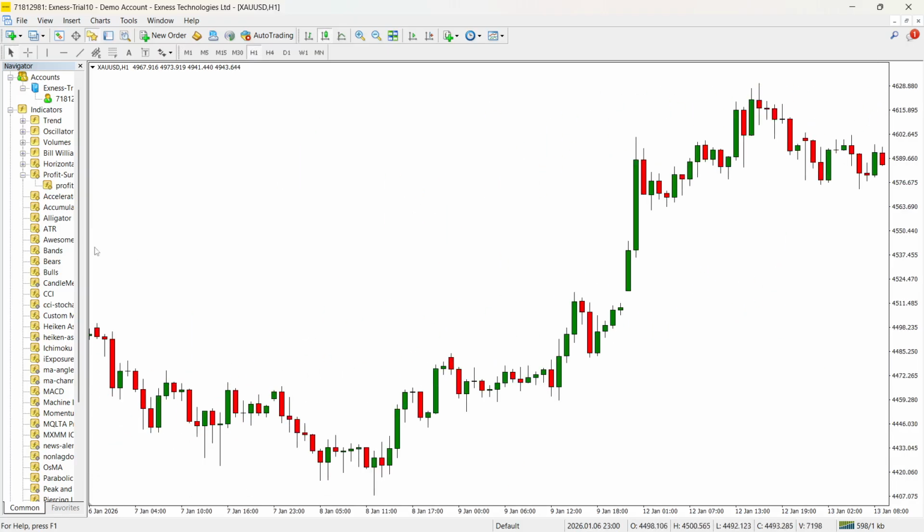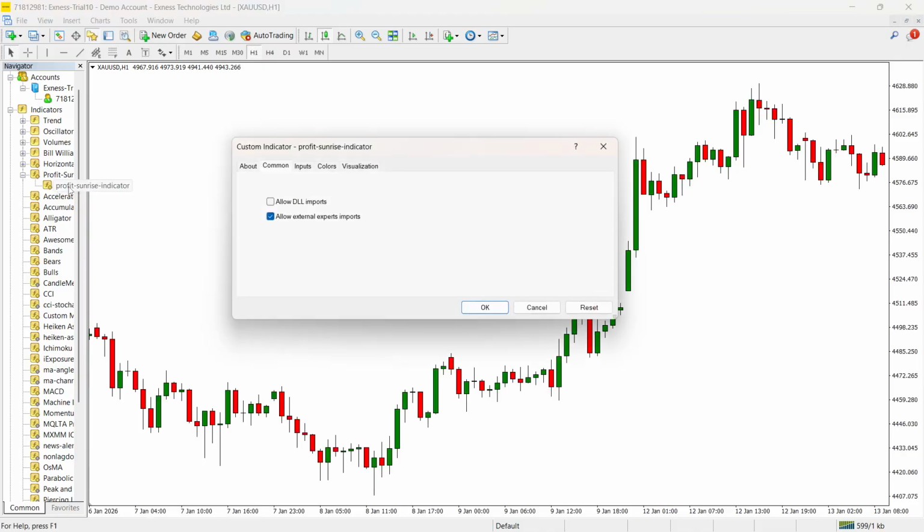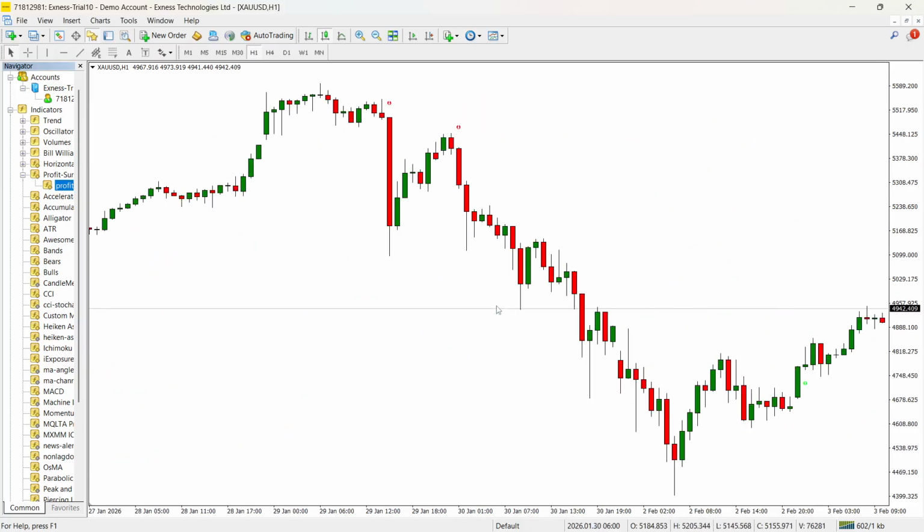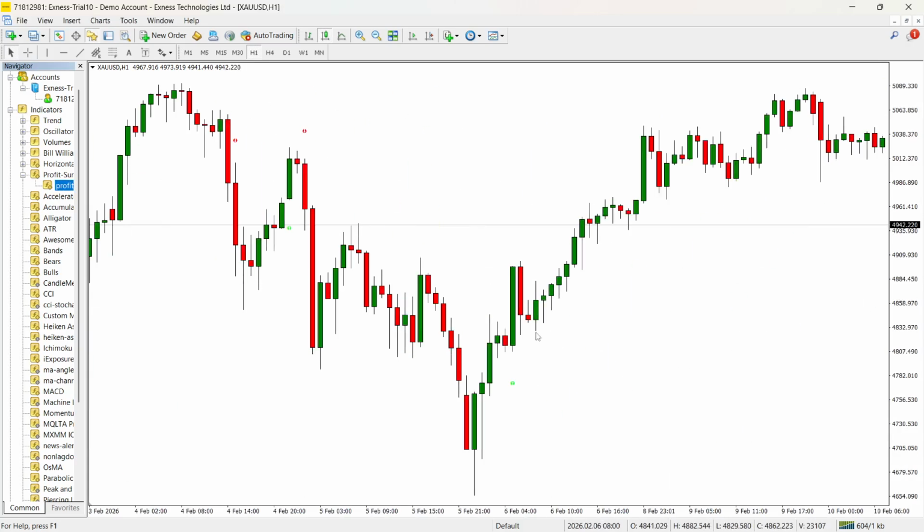At this point, I'll load the indicator on the chart so you can see how it looks in real time. Remember to allow the DLL imports. Alright, and there we have it if you look closely.